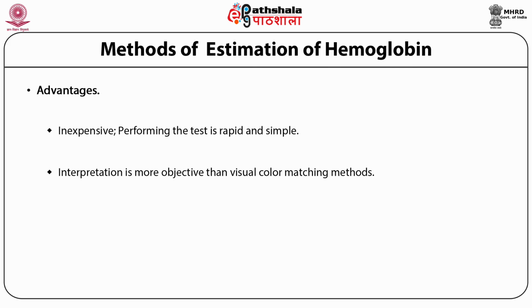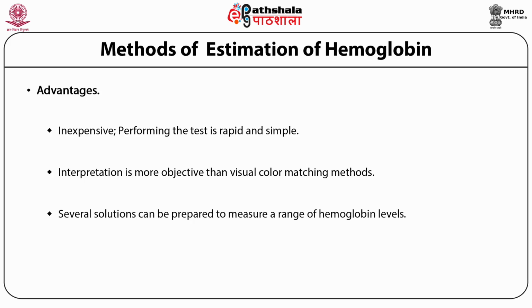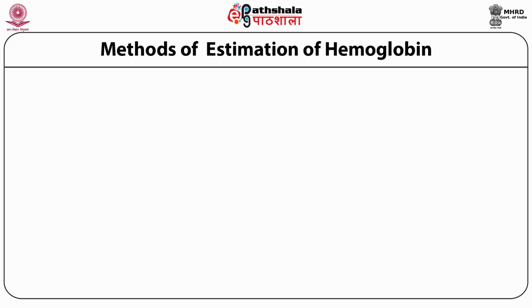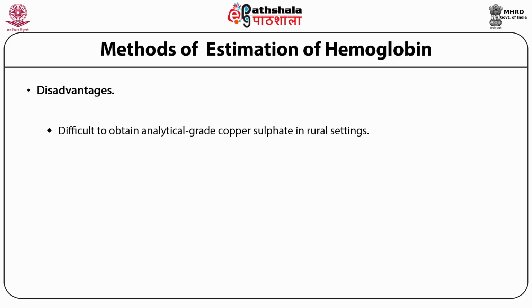The interpretation is more objective than visual color matching methods. Several solutions can be prepared to measure a range of hemoglobin levels, and there is no need for electricity. However, there are many disadvantages, like it is difficult to obtain analytical grade copper sulfate in a rural setting. It provides only a range of hemoglobin levels.